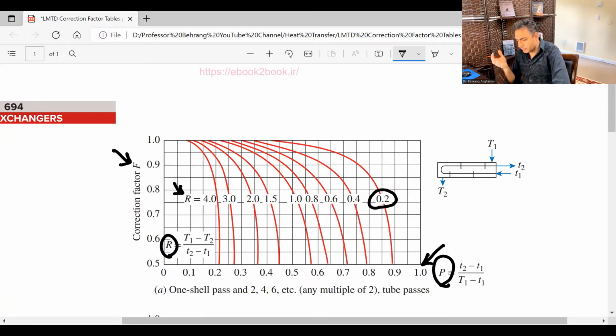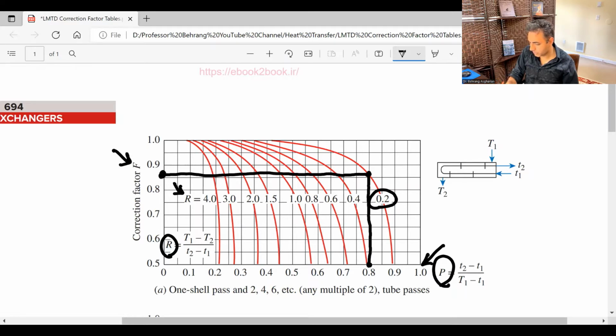Let's say, for example, you calculated P and it happened to be 0.8, and you calculated R and it happened to be 0.2. Then the way to find the correction factor is: my P was 0.8, and my R was, I don't know, 0.2, and now this is the right curve for me. I'm doing a sloppy job here. And then this would be my correction factor. The correction factor is about 0.86 or so, whatever you see here. Okay, this is just an example.